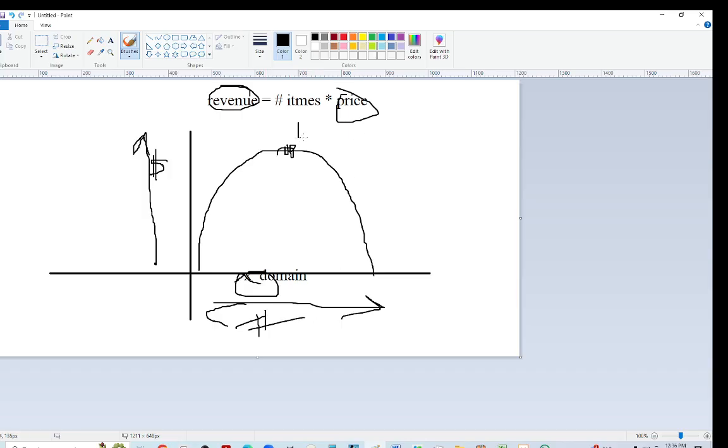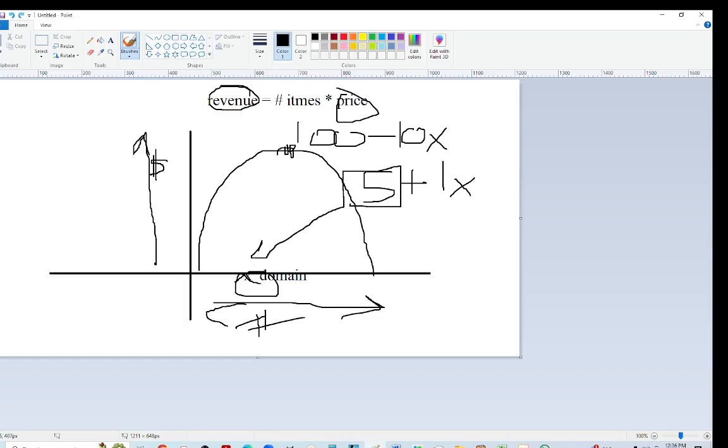Because, for instance, they always start with, like, we can sell 100 items at $5. But if I raise it to $1, I lose 10 sales, right? So that's always expressed as this: 100 minus 10x and $5 plus 1x. So all our graph determines is this x. It doesn't determine the final price. We have to add 5 to whatever our x is, and we have to subtract 100 minus 10 times whatever our x is.